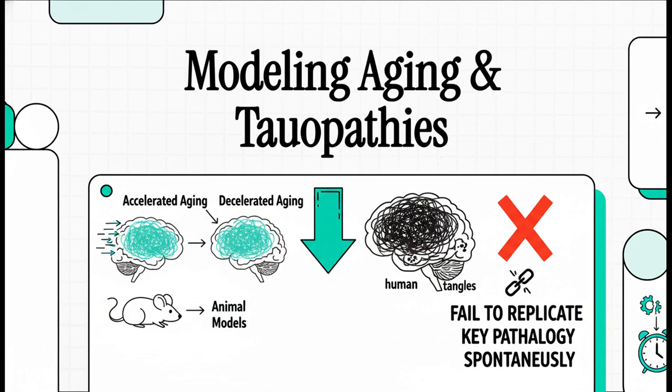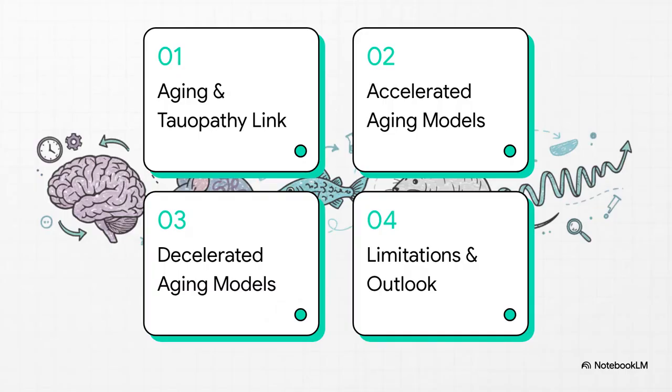In this analysis, we're going to dive into the scientific review, Can accelerated aging models inform us on age-related tauopathies, to understand how both accelerated and even decelerated aging models are being used in the search for the molecular origins of pathogenic tau. So, here's our roadmap.